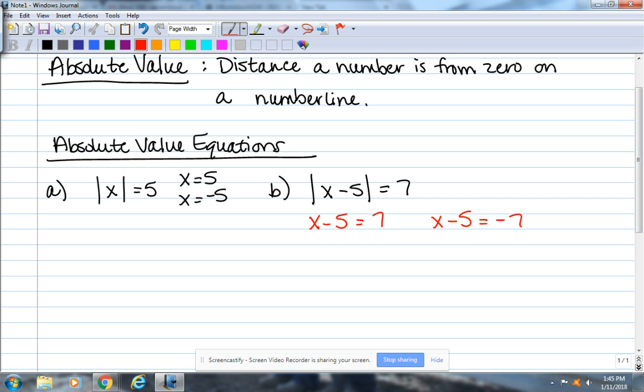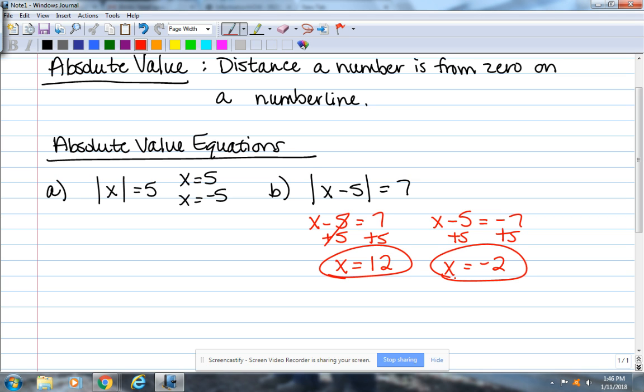So when you have the absolute value equal to a number, you set it equal to the positive number that it already is and the negative number. And when you do that, you leave off the bars. And so you're going to get 2 answers. Every absolute value equation is going to have 2 answers. So these are really simple equations. We're going to add 5, and x equals 12. And then we add 5 over here, and x equals negative 2. Those are my two answers. Make sense? It's easy.